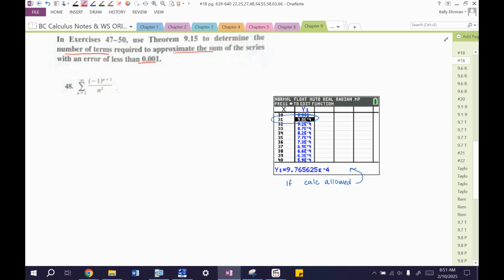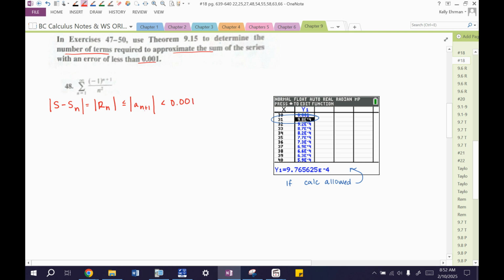All right, so what do we do if this is non-calc? First of all, set up the problem. They're telling us the error, which is the absolute value of the difference between the actual sum and our partial sum. It's equal to the absolute value of the remainder of that partial sum, which is always less than or equal to the absolute value of the n plus 1 term, the first neglected term, the one that you're going to leave off. And we want that to stay less than 0.001.